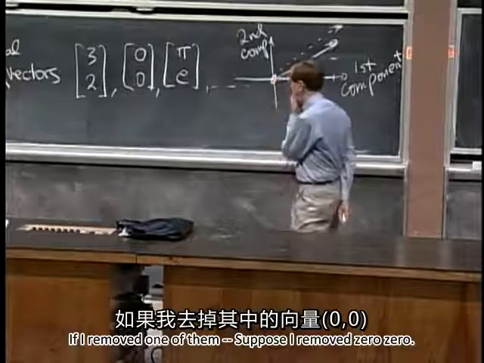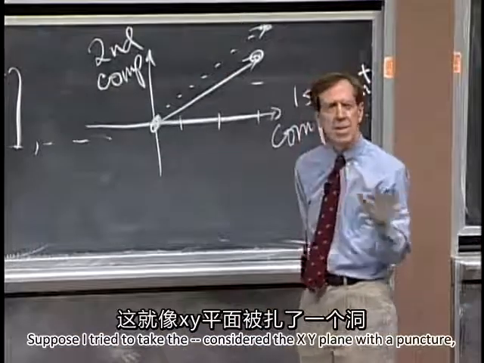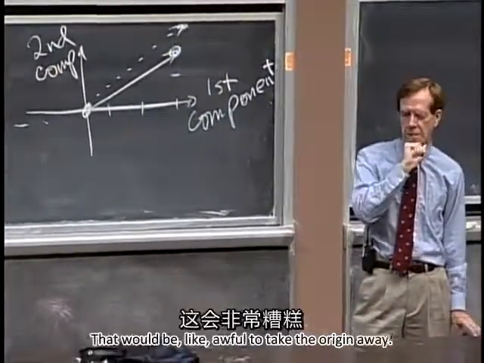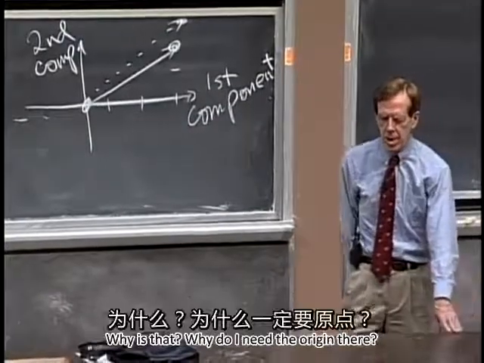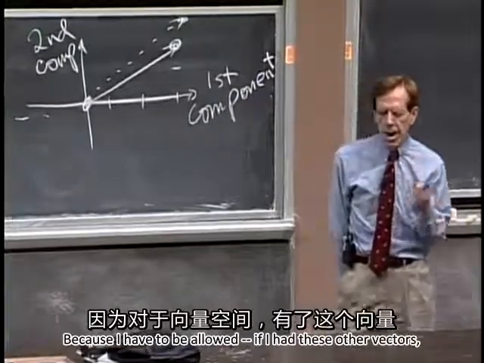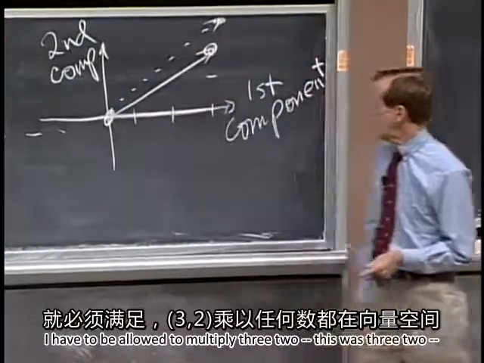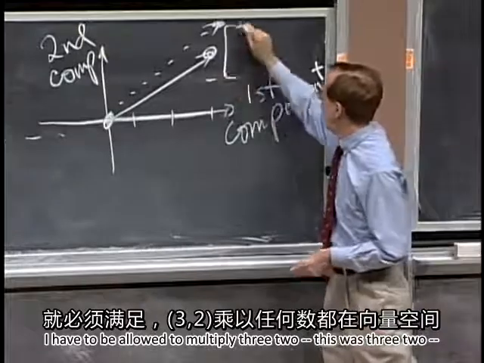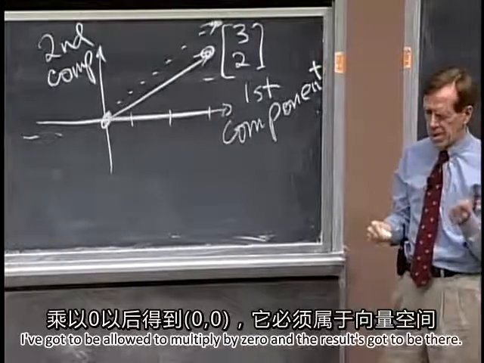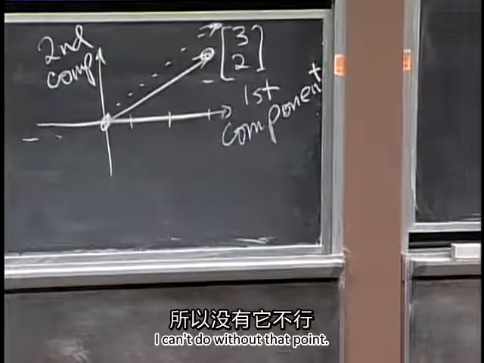If I removed one of them, suppose I removed 0, 0. Suppose I tried to consider the xy plane with a puncture, with a point removed, like the origin. That would be awful, to take the origin away. Why do I need the origin there? Because if I had these other vectors, I have to be allowed to multiply 3, 2 by any scalar, including 0. I've got to be allowed to multiply by 0, and the result's got to be there.